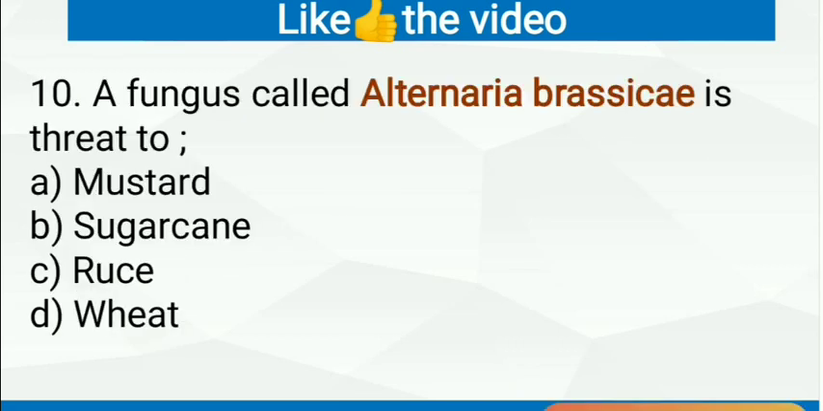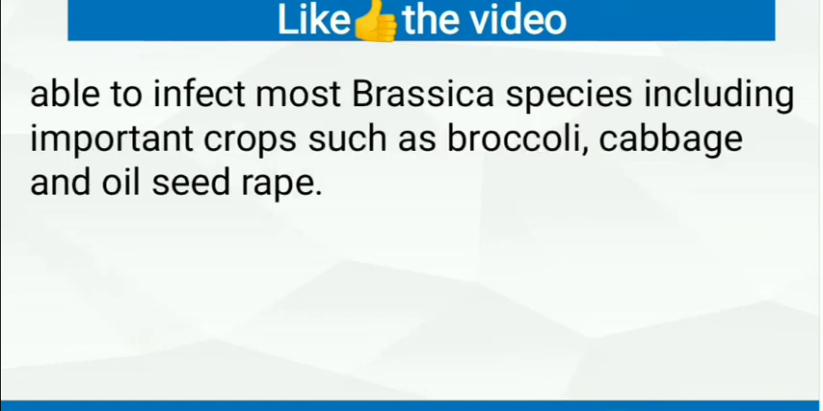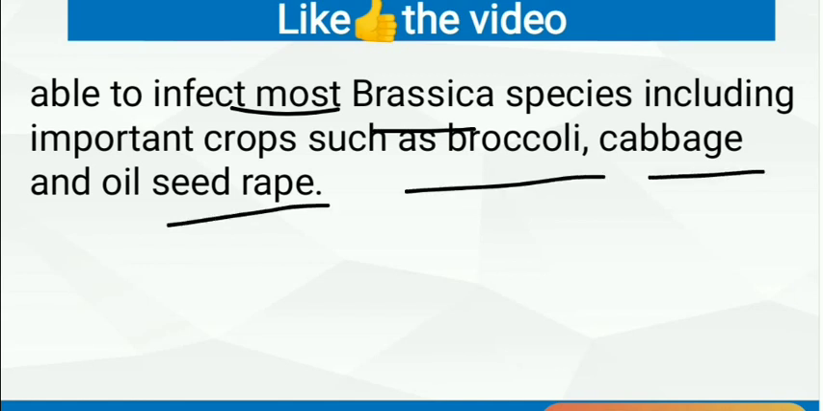Next question. A fungus called Alternaria brassicae is a threat to, so it is a threat to mustard. This fungus was in news recently and it is able to infect most of the brassica species, including crops like broccoli, cabbage and oilseed rape.